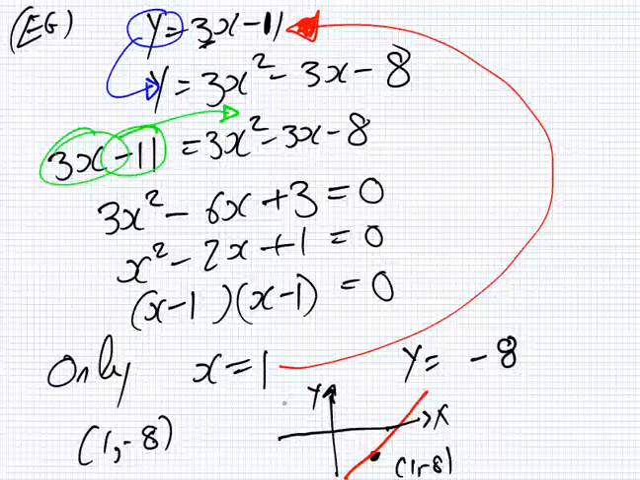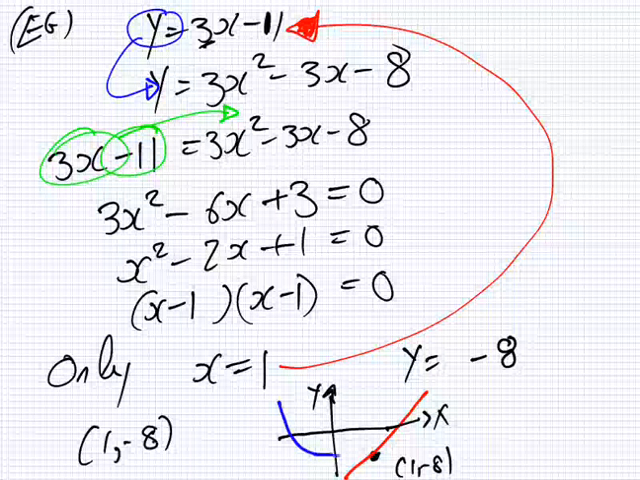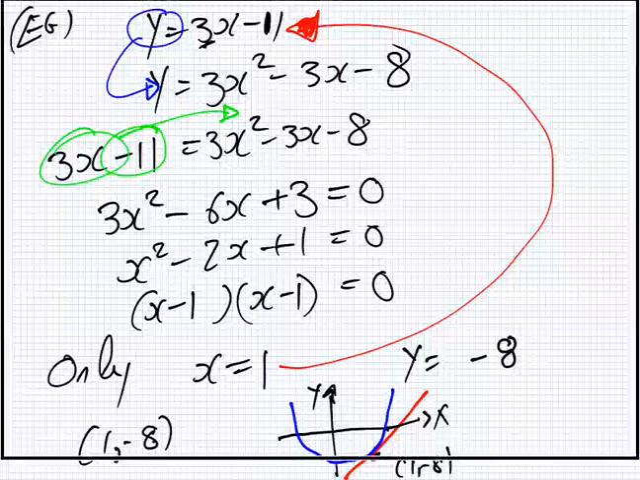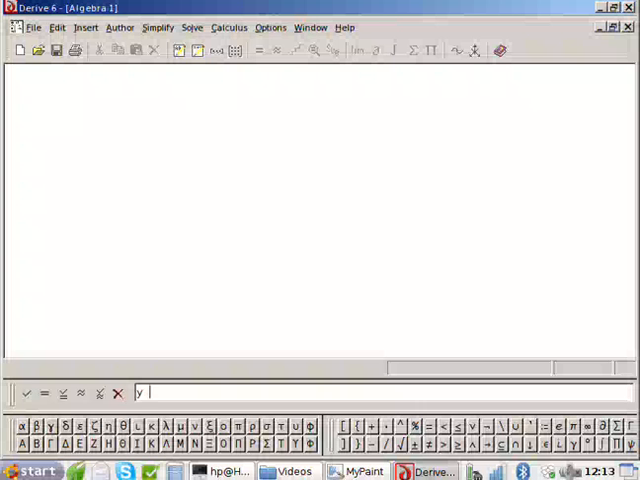So what are the factors here? It's x minus 1 and x minus 1. So in fact, there's only x equals 1. I can take this value back in here, and I'll get y must equal 3 minus 11, which is minus 8. So the point here is (1, -8).